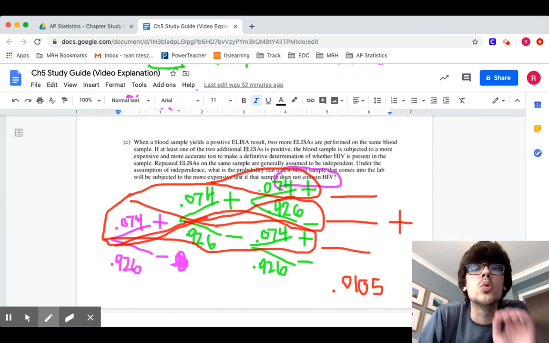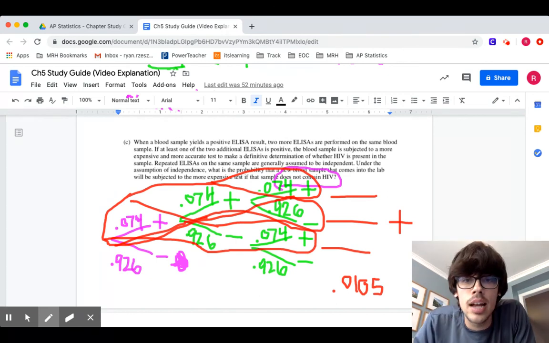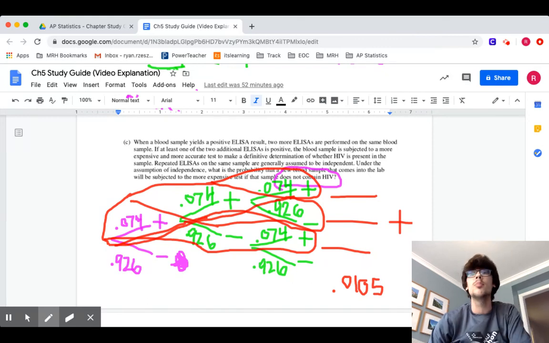Okay? So tree diagrams make our lives a lot easier once you actually have them set up. They're a really good tool to use in probability questions.